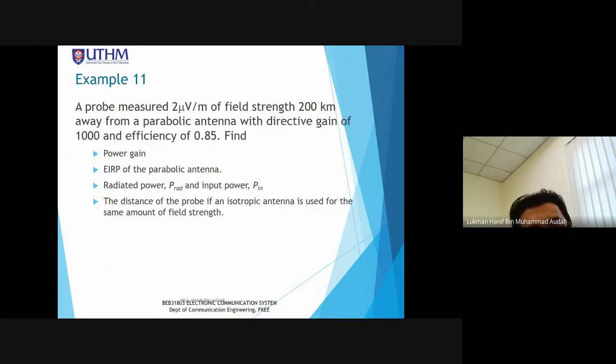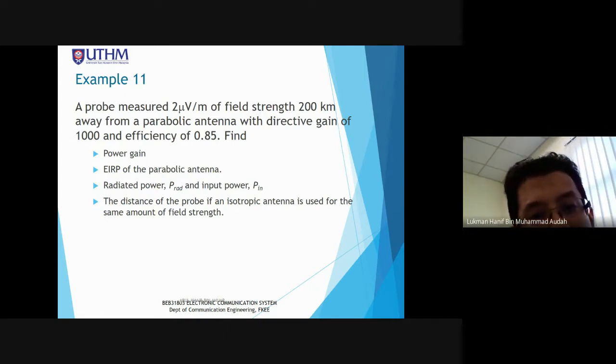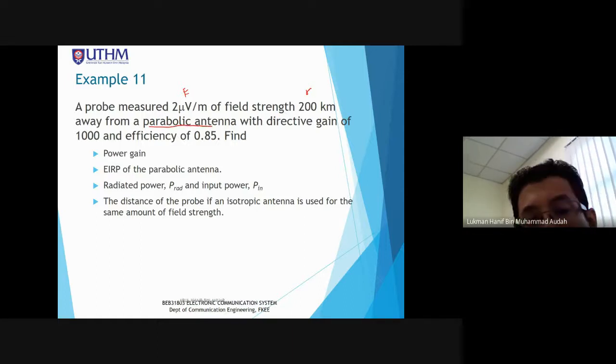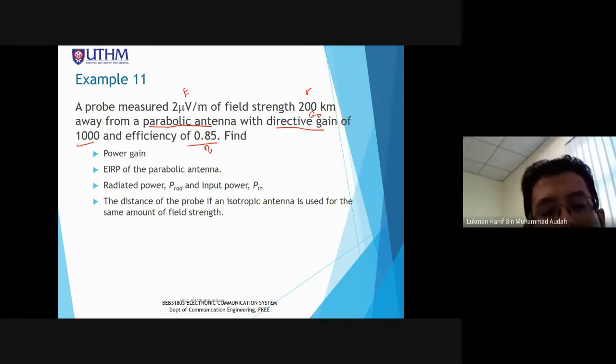So let's look at the example. Example 11. Ini ya. So example 11, a probe measured 2 microvolt per meter of field strength 200 km away from parabolic antenna. So kita diberikan E field. Okay. We are given the distance. We are given the parameter. The antenna type is a parabolic with a directive gain of 1000. Okay, directive gain GD diberikan dan diberikan antena efficiency sebanyak 0.85 ataupun 85%. Okay, so maknanya kita ada parabolic antena.